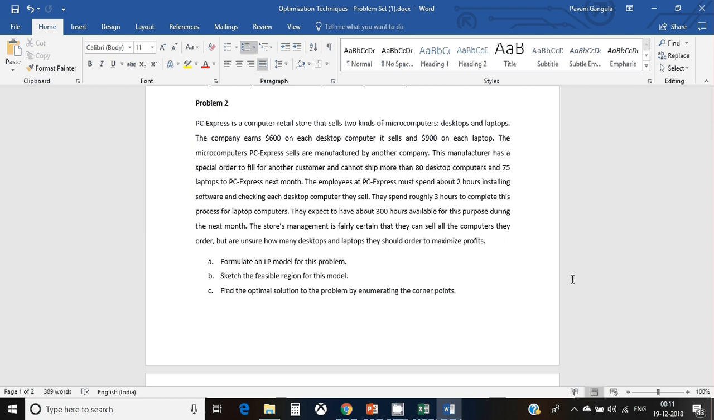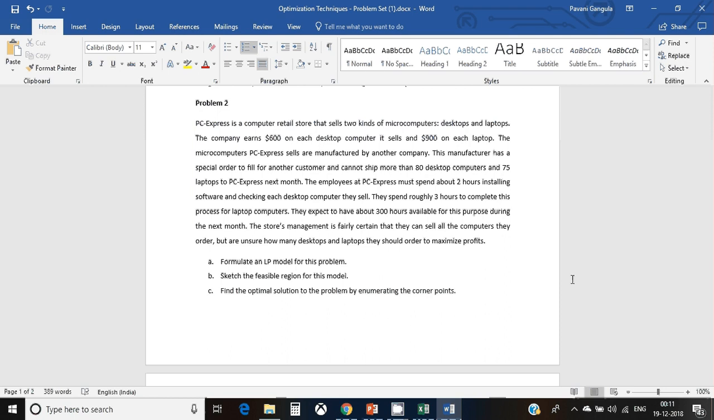The employees at PC Express must spend about 2 hours installing software and checking each desktop computer they sell. They spend roughly 3 hours to complete this process for laptop computers. They expect to have about 300 hours available for this purpose during the next month. The store's management is fairly certain that they can sell all the computers they order, but are unsure how many desktops and laptops they should order to maximize the profit.